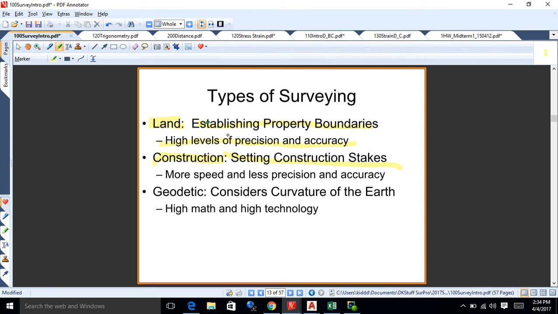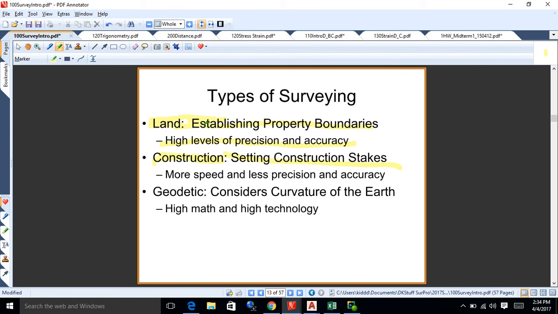I remember a company I worked for, we had a fellow who was a land surveyor, and they tried to get him out there construction surveying. And it didn't work real well because he wanted to check all his angles and take his time and look at everything. And that isn't how you construction survey. In construction survey, you get the stakes in the ground and you get on down the road because time's money. That's a little different attitude.